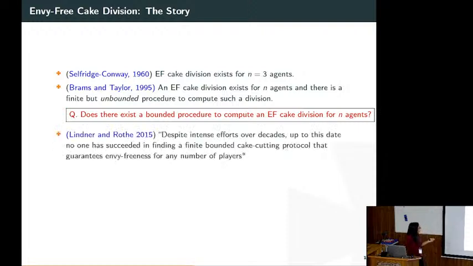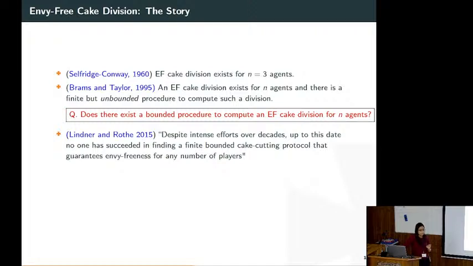So in many recent papers, it was stated as a crucial open problem in the cake division setting: can you give us a bounded envy-free protocol, because we know it exists, we just don't know how to find it.